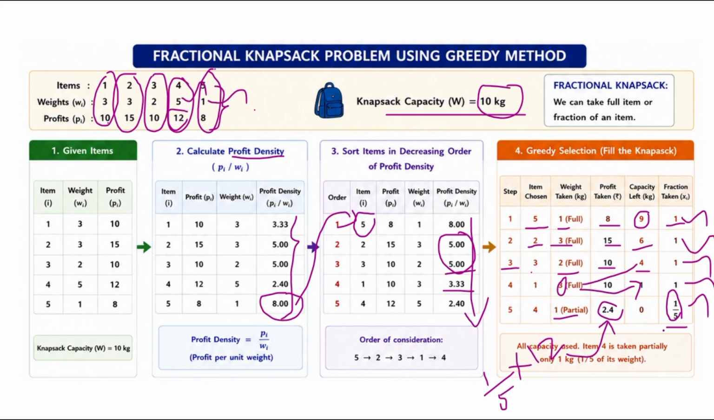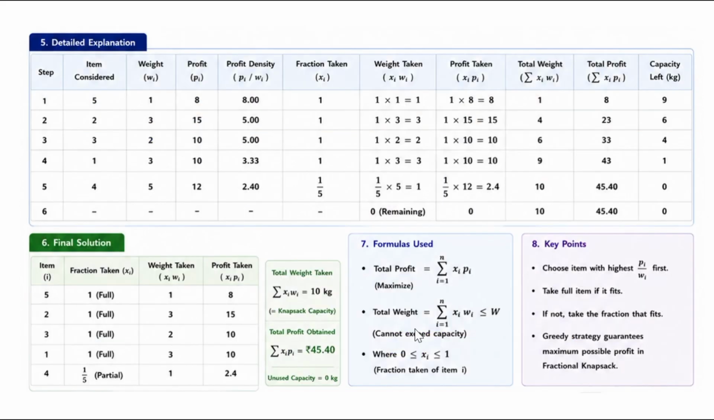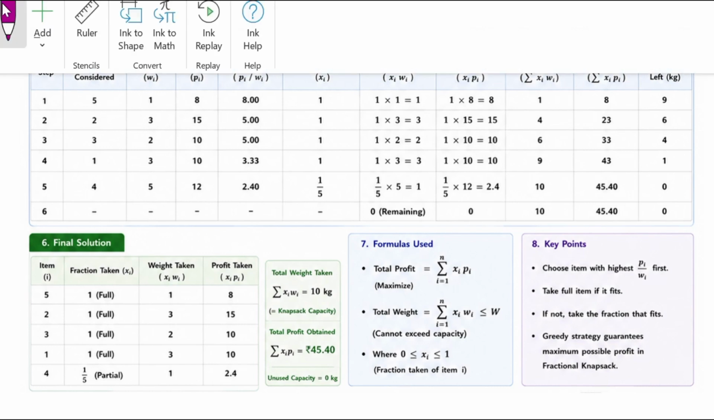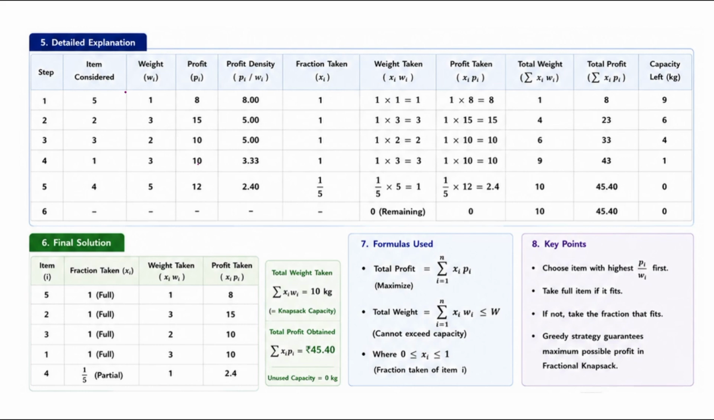Then how to find the final profit? Finally, add all these things. This is the maximum profit we obtained. Clear? So this is the detailed table. These are the items considered in descending order of profit density, right? This is the actual weight and profit of all the items. This is the profit density value. This is the fraction taken. So full item, full item, full item, and here we take only the partial item.